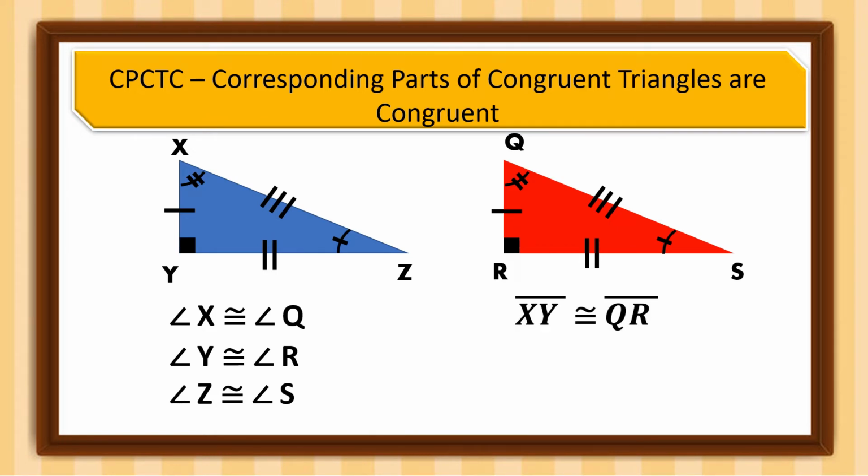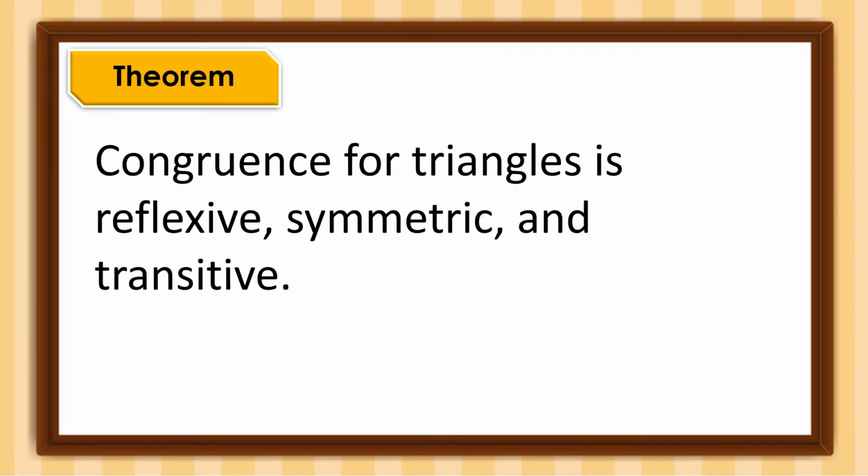And for the sides, we have segment XY from the first triangle that is congruent to segment QR of the second triangle. And segment YZ is congruent to segment RS. And also we have segment XZ which is congruent to segment QS. And since all pairs of corresponding parts are congruent as indicated, we can say that triangle XYZ and triangle QRS are congruent triangles. Now, let us proceed to the theorem, which states that congruence for triangles is reflexive, symmetric, and transitive.